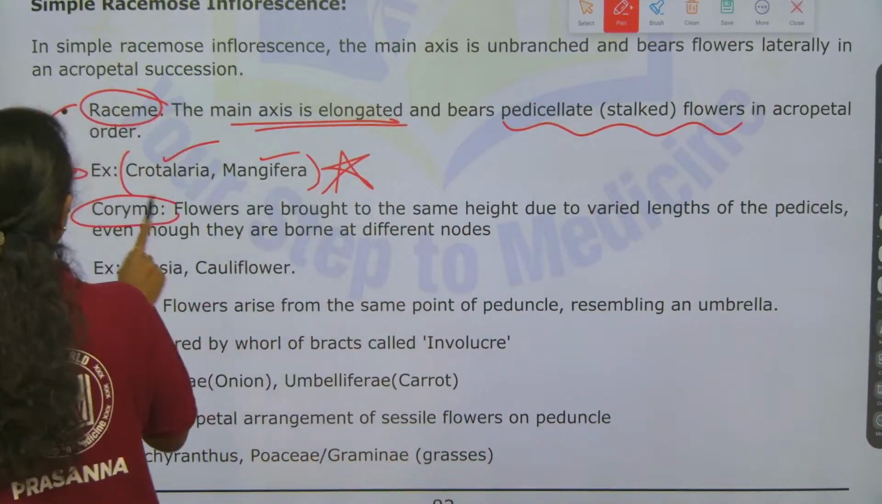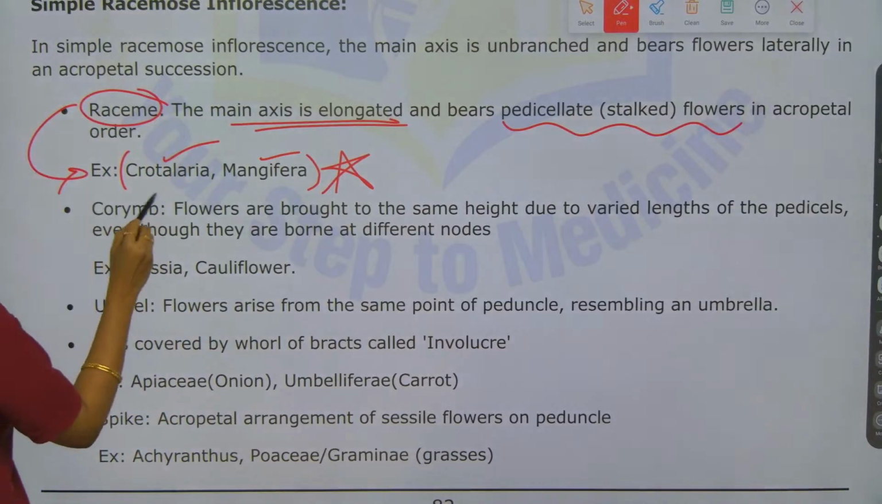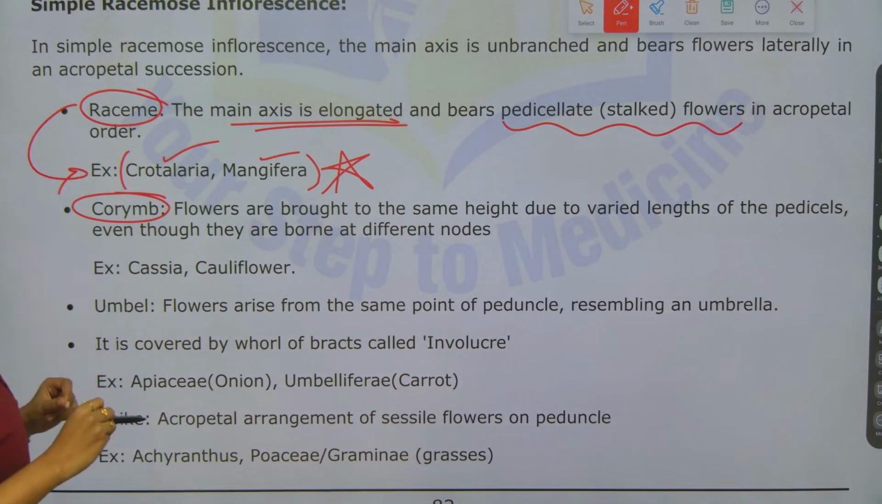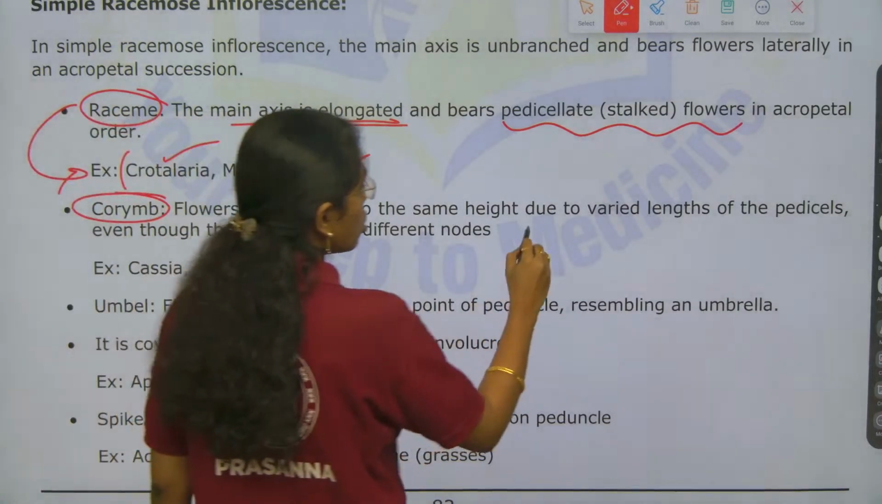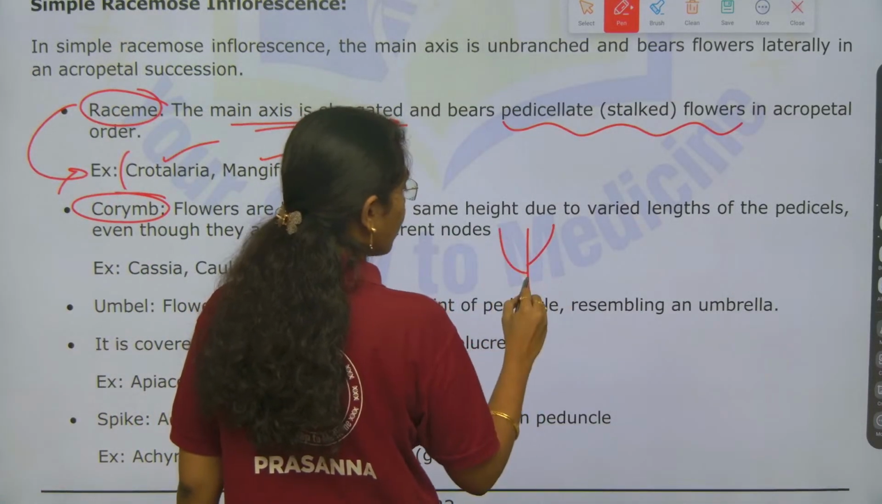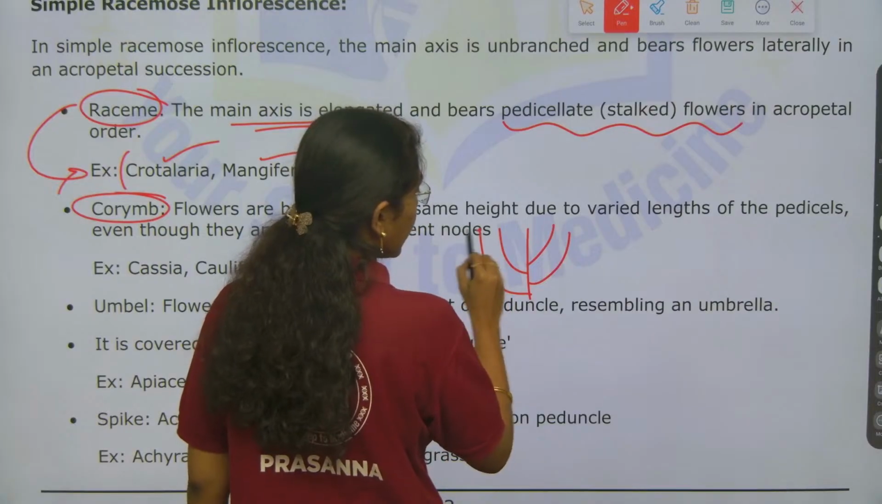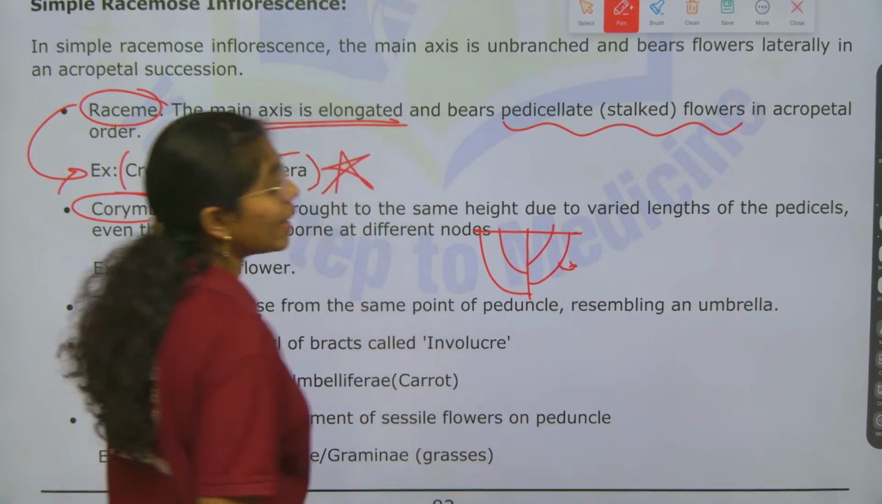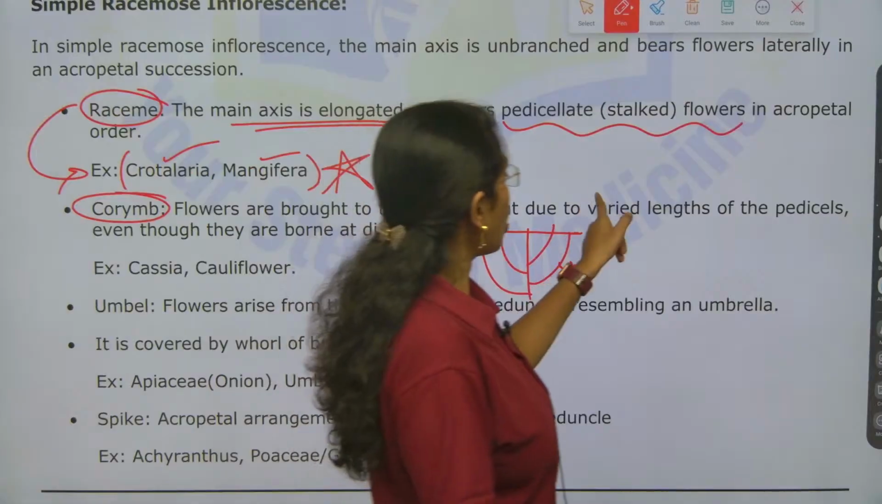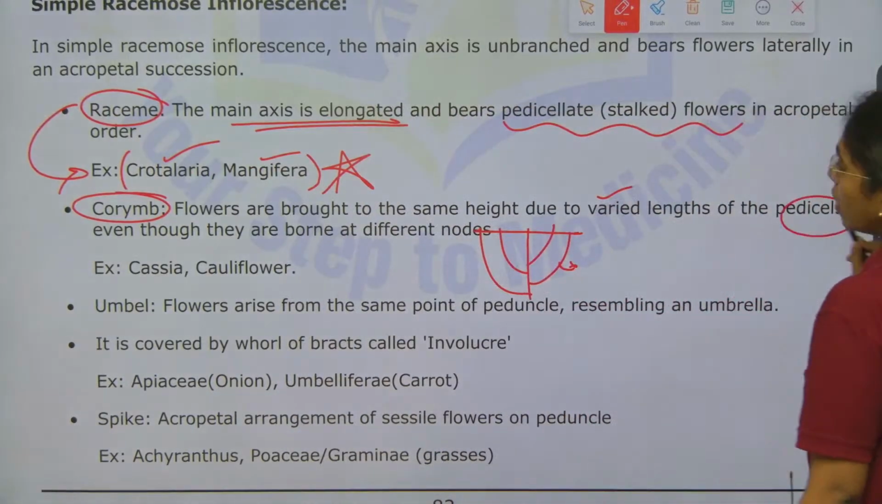And second is Corymbs. Here flowers are brought to the same height at varied lengths. So here at varied lengths all the flowers are brought at the same height. Here you will have different lengths of pedicels, you can also use the term varied lengths of pedicels.